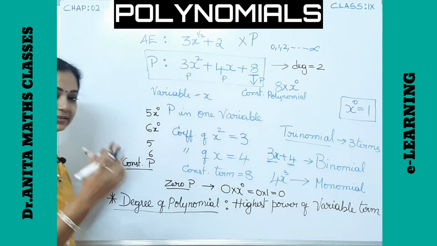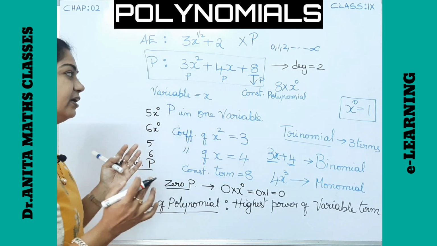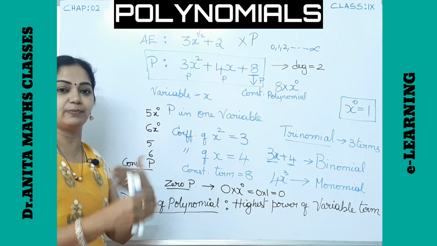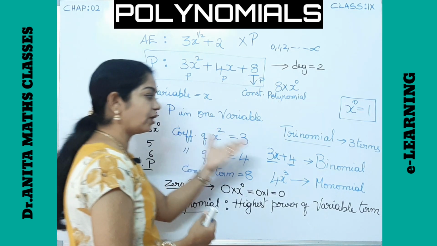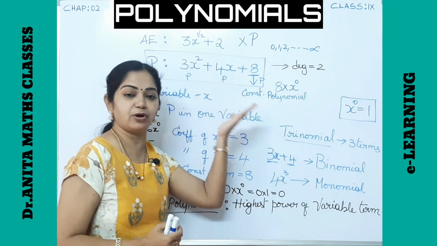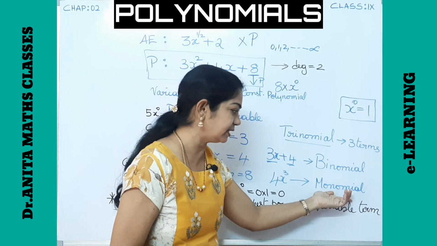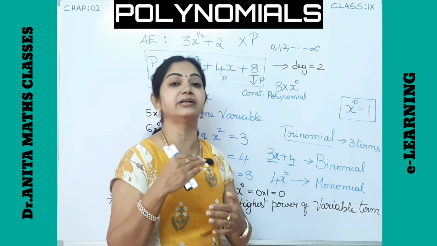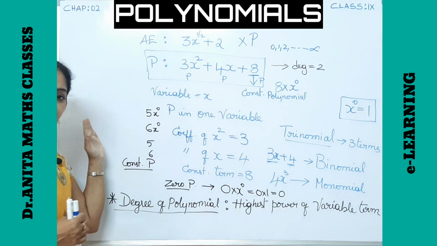Okay. Degree is simply the highest power of the variable. Now, according to the degree, we can classify the polynomials, isn't it? Based on the terms, we have classified polynomials as monomial, binomial, and three terms means trinomial. So, according to the degree of the polynomial, let us classify the polynomials.